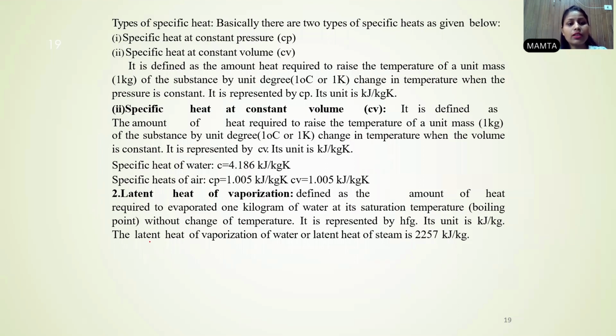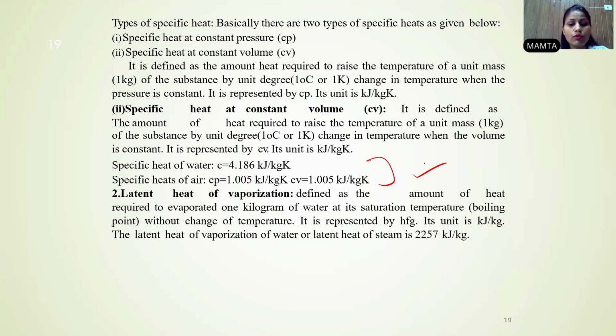So we have types of specific heat: at constant pressure and constant volume. When it is said to be constant volume, the volume will be constant throughout the reaction or system. It is the amount of heat required to raise the temperature of unit mass of the substance by unit degree, 1 degree Celsius or 1 Kelvin, when the volume is constant. Specific heat of water is given here as standard values, in units of kilojoules per kilogram Kelvin. At constant pressure, the pressure will be constant for the specific heat.